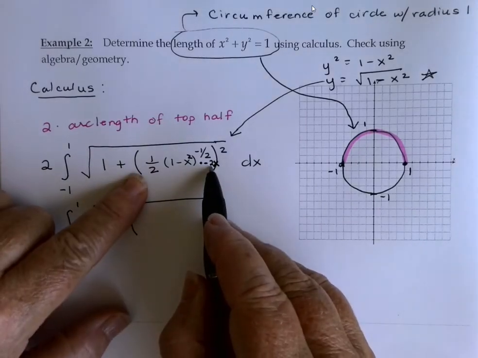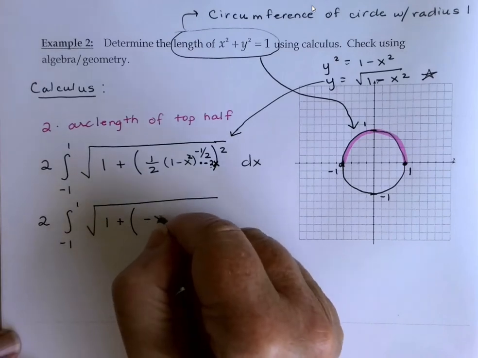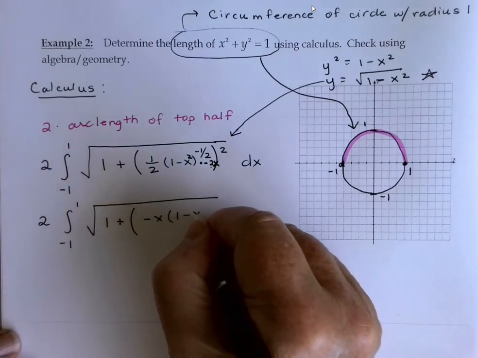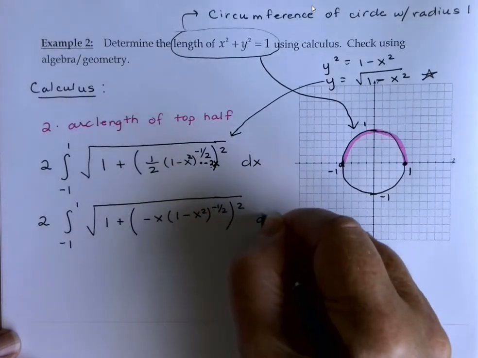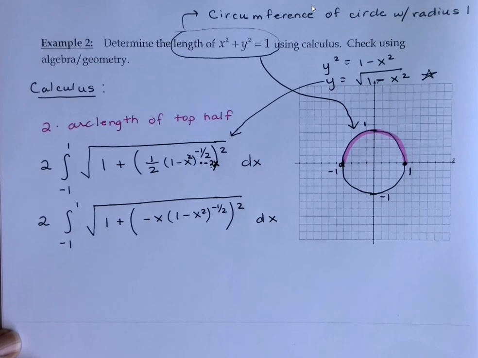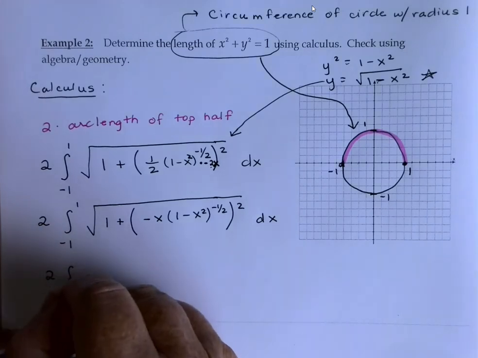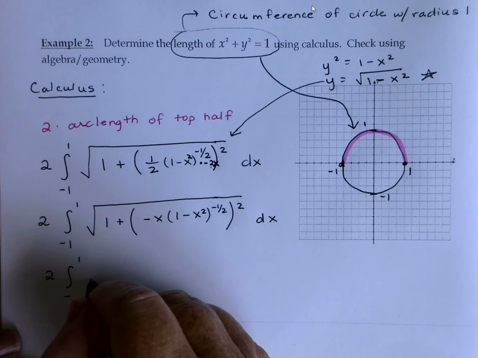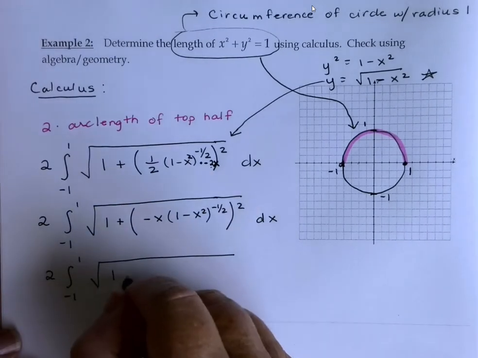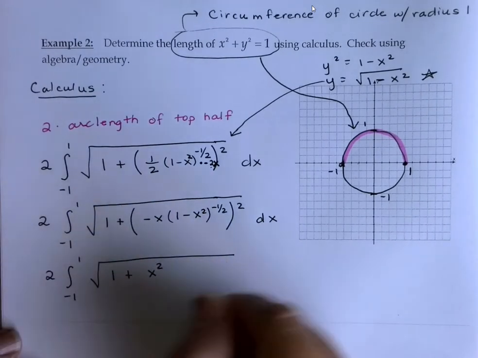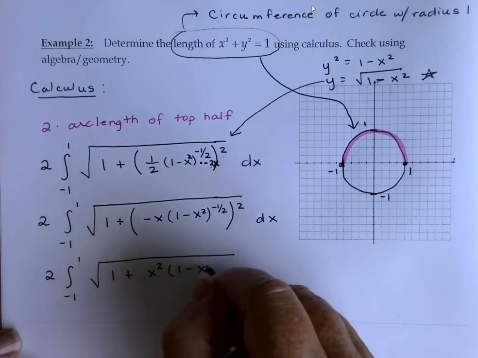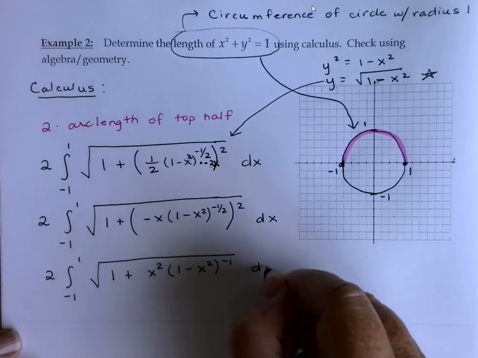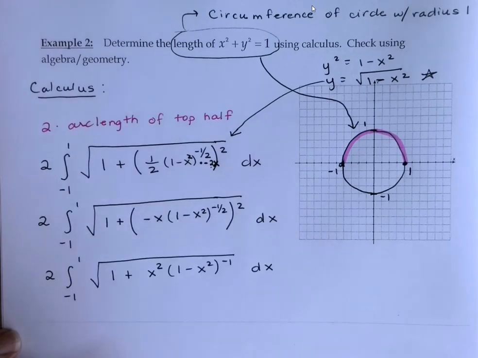I can let the 2's cancel. So I'd have a -x times 1 minus x squared to the -1/2, squared, dx. All right, now we'll go ahead and square. That's going to make that x squared. And squaring, I can multiply those exponents, so I'd have 1 minus x squared to the -1st. There we go. That's better. So make sure you get that chain rule in there. Don't make the same mistake I made.